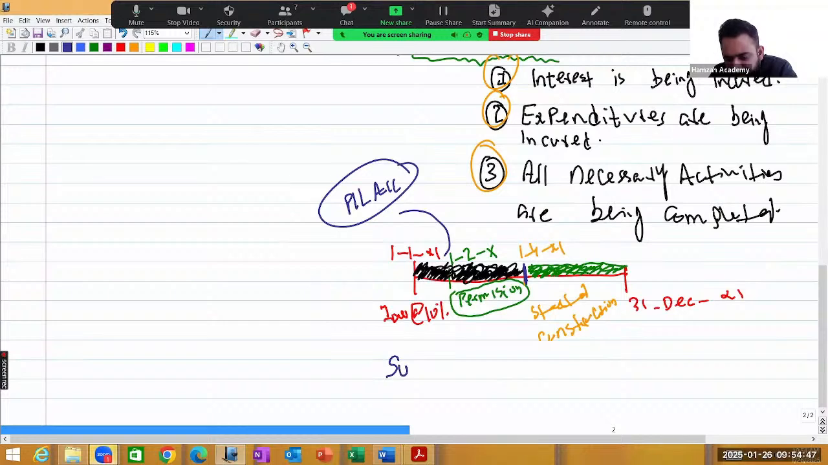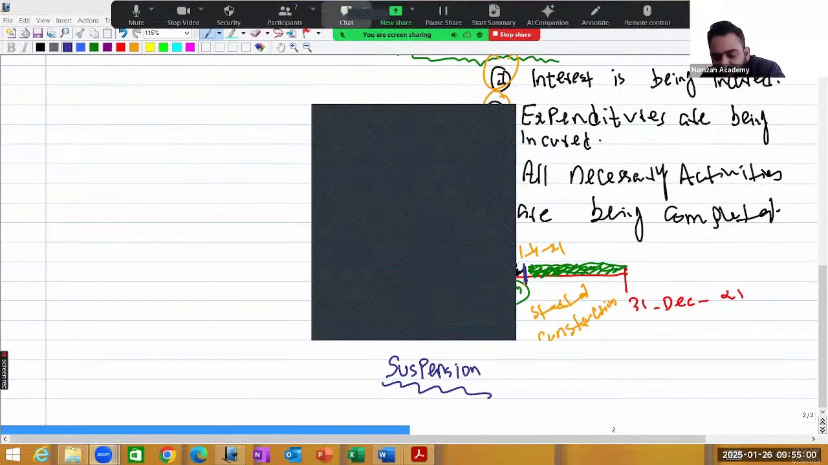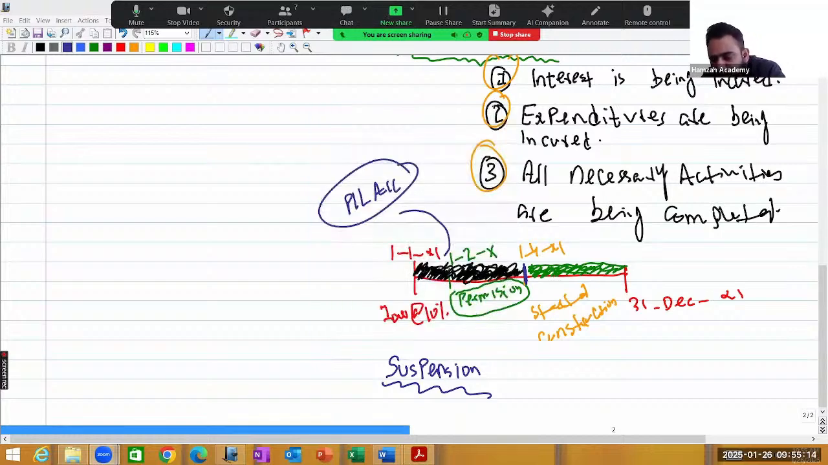Then there is a concept of suspension. Suspension means due to some reason which was not under the control of the management, the work stopped, like due to monsoon, heavy monsoon, flood, natural disaster, or due to any legal issue, the work has been stopped on the site. The time for which the work is stopped is known as suspension.